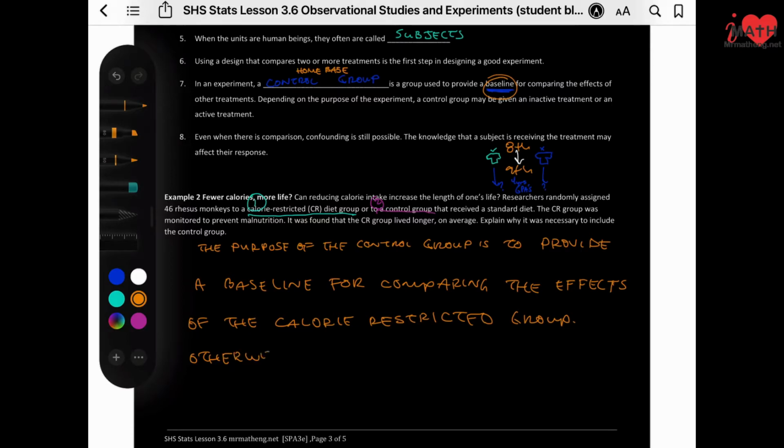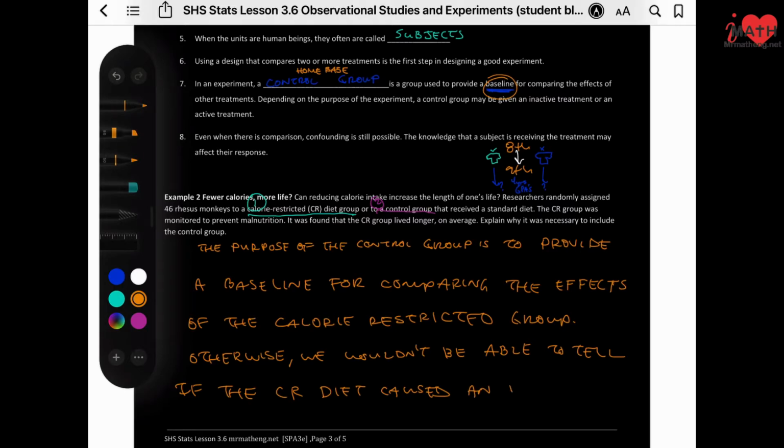Otherwise, we wouldn't be able to tell if the calorie-restricted diet caused an increase in lifespan.